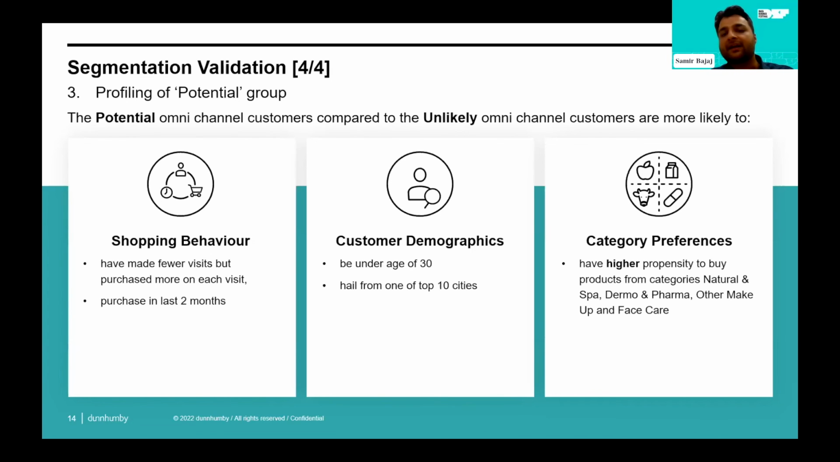Finally, the category preferences. So the potential group had higher propensity to buy products like natural spa, dermo and pharma, makeup, and face care, and had lower propensity to buy products like fragrances, which are experiential products. These are the products customers like to buy in the brick and mortar store after testing and trying. So that also was observed in this.